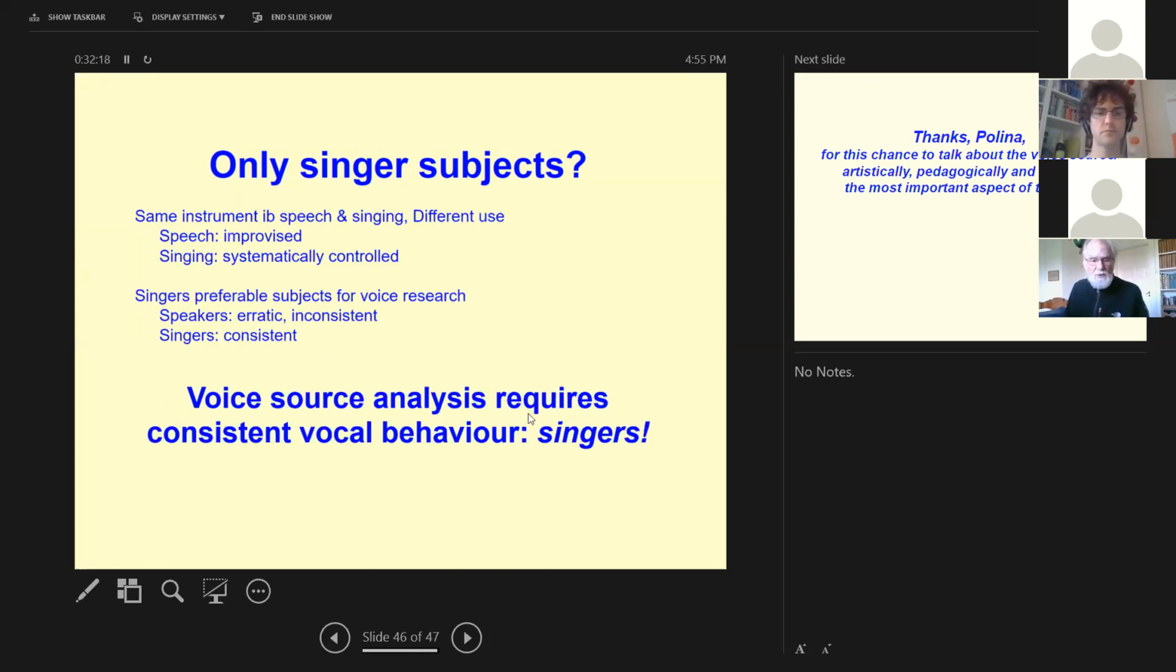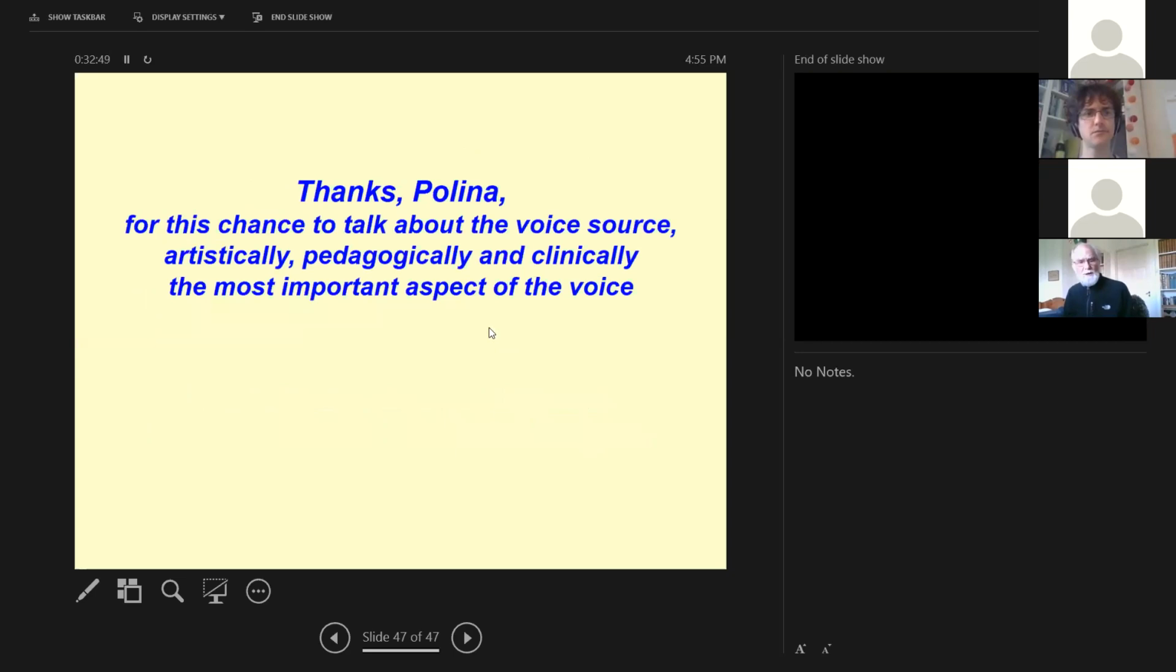So voice source analysis requires consistent vocal behaviors in singers. And I think you have seen that you get quite organized data that you could describe by equations if you work with singers, and that is much more troublesome in working with untrained voices.